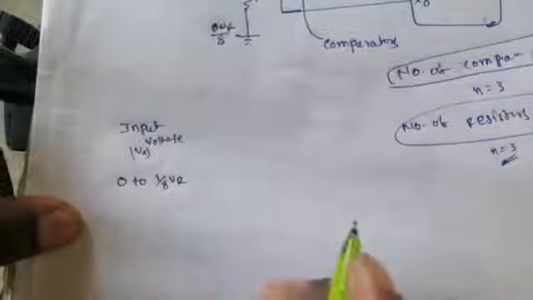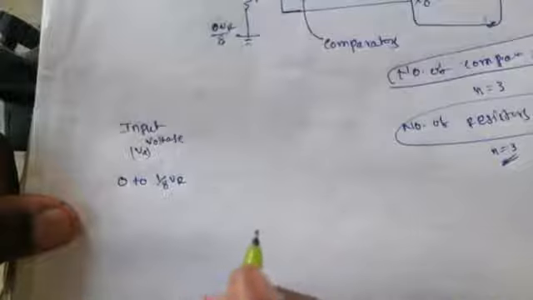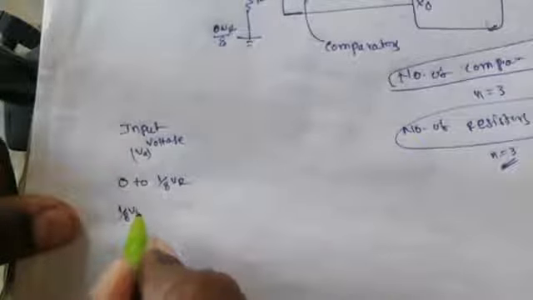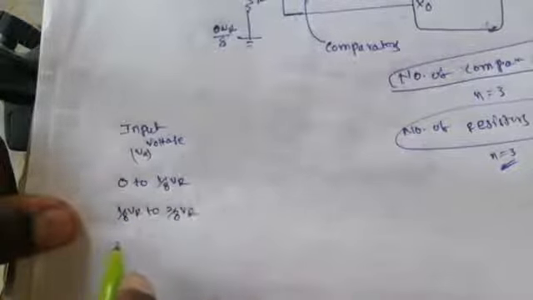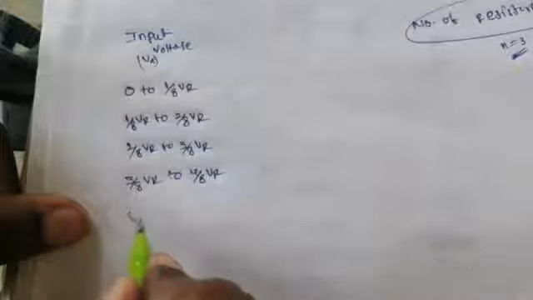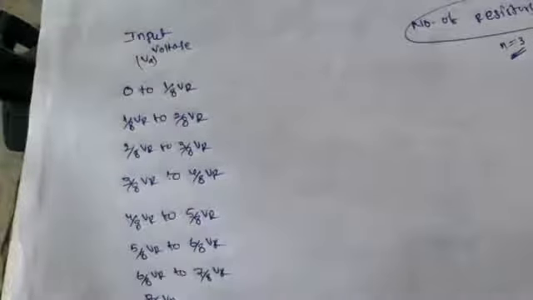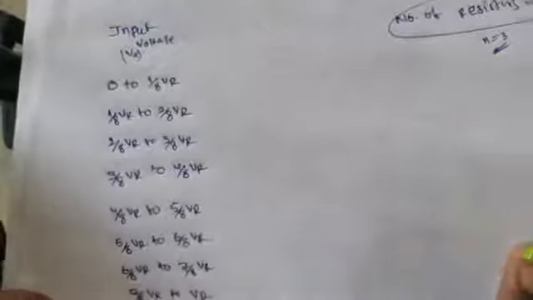How will the comparators generate logic 1, and how will the output appear? Likewise for 1 by 8 VR to 2 by 8 VR, 2 by 8 VR to 3 by 8 VR, 3 by 8 VR to 4 by 8 VR, 4 by 8 VR to 5 by 8 VR, 5 by 8 VR to 6 by 8 VR, 6 by 8 VR to 7 by 8 VR, and finally 7 by 8 VR to 8 by 8 VR. 8 by 8 is nothing but VR.